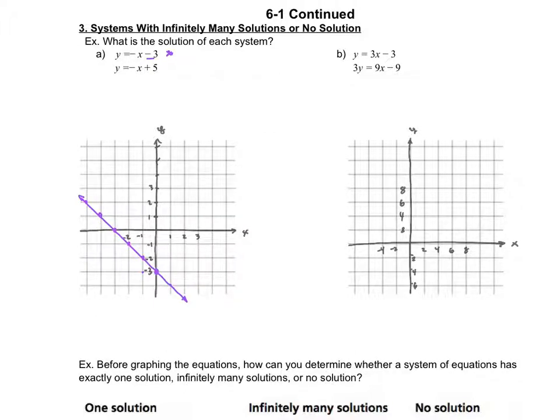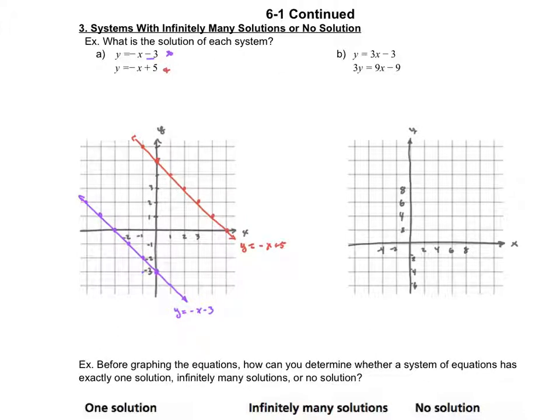And then if I look at this other graph, let me make sure I label this. I have y equals -x minus 3. And if I graph this next equation, which is y equals -x plus 5, again I start at the 5, and I use my slope, down 1, forward 1. So graphing that equation, this graph is going to be y equals -x plus 5.